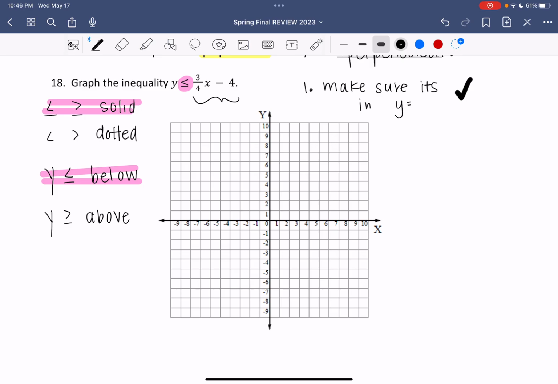Okay, so you can move on to just graphing it. So our slope is 3 over 4, and our y-intercept is -4. So we're going to start at -4 on the y-axis. And then I'm going to rise 3 and run 4. Rise 3 and run 4.